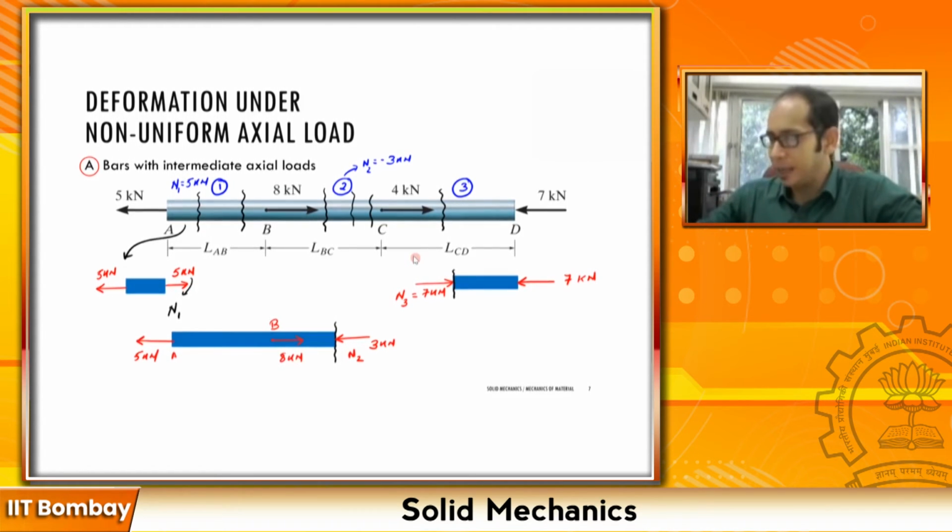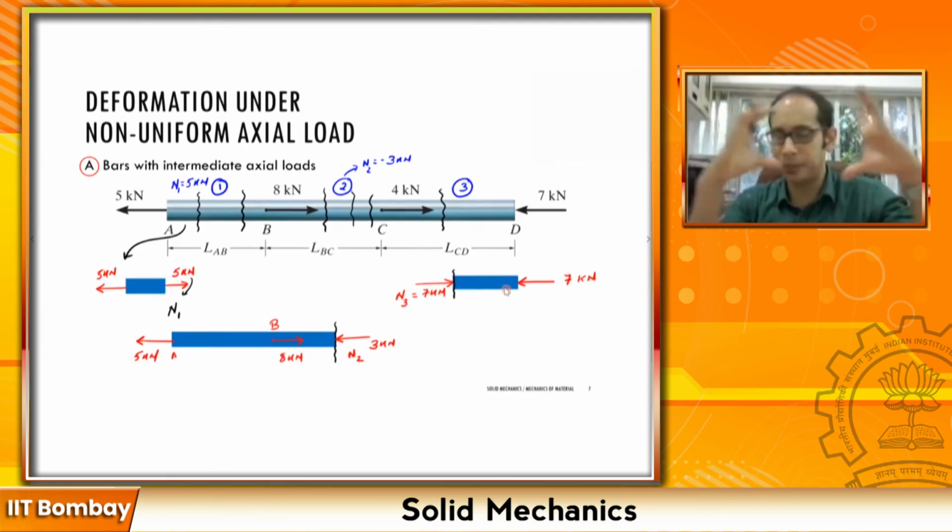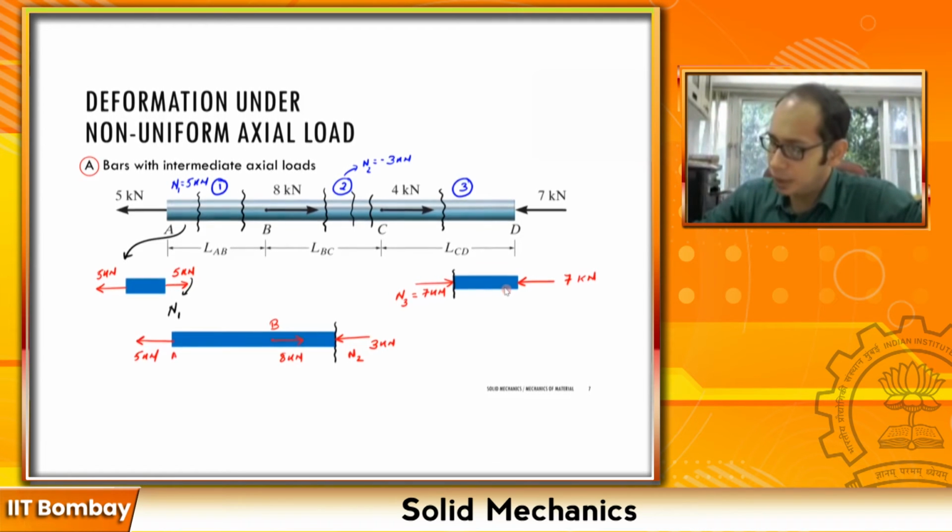And again you see this section is in compression over here, so this is going to be a minus 7. It is essentially compressive, right? So I am going to write here for this section N3 I get as minus 7 kilonewton, right?